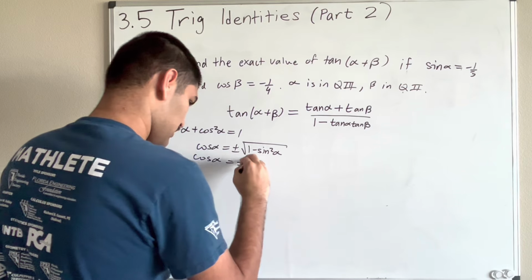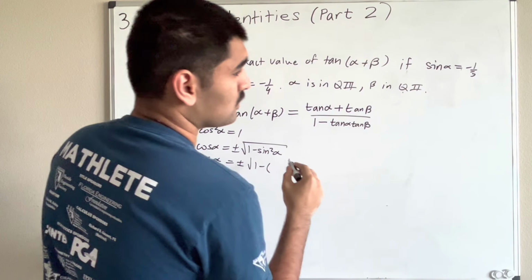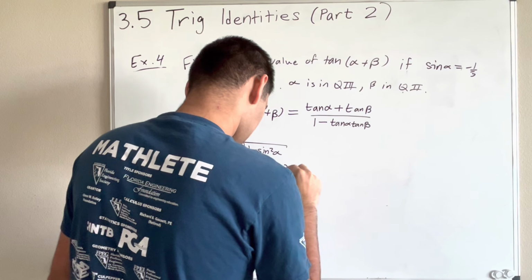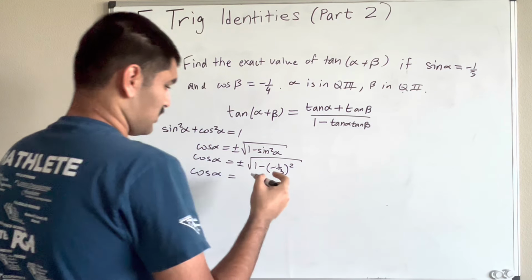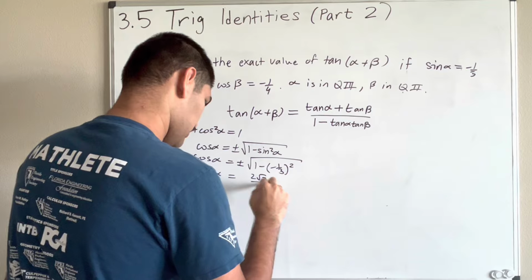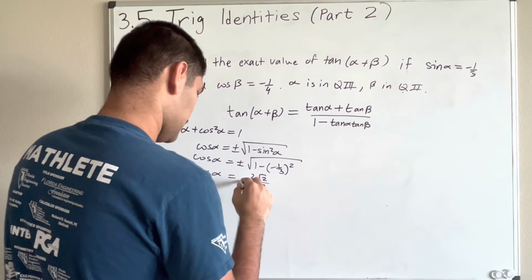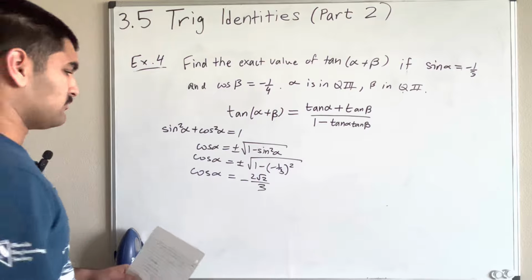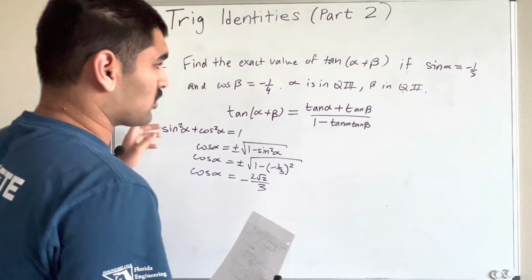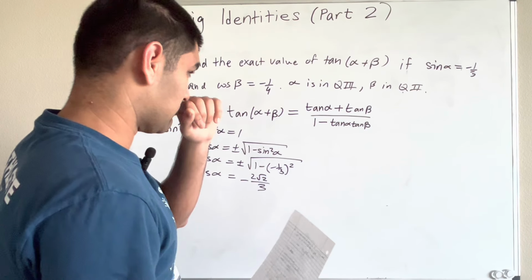Substitute in negative 1/3 squared. And this is 2√2/3, or yeah, negative 2√2/3. All right. But remember, we don't want cosine alpha, we want tangent of alpha.